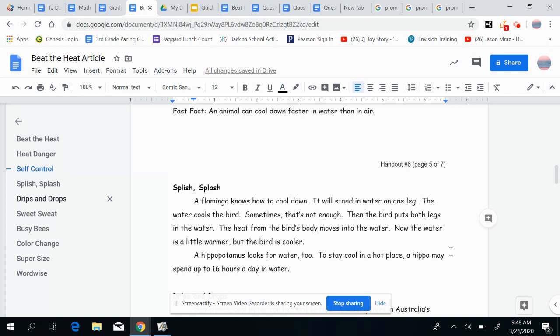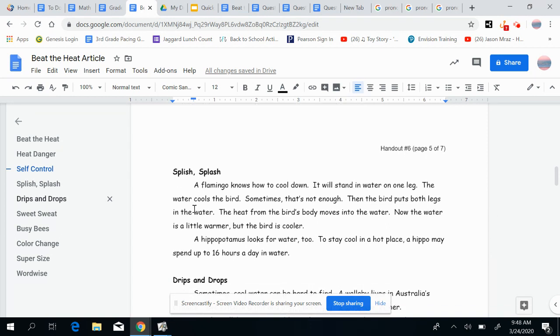A hippopotamus looks for water too. To stay cool in a hot place, a hippo may spend up to 16 hours a day in water. So this is about 2 different animals and ways that they stay cool and how they survive in their environment.